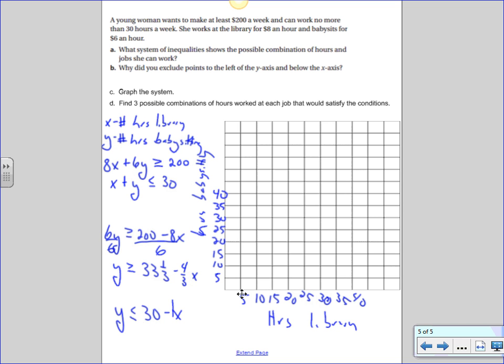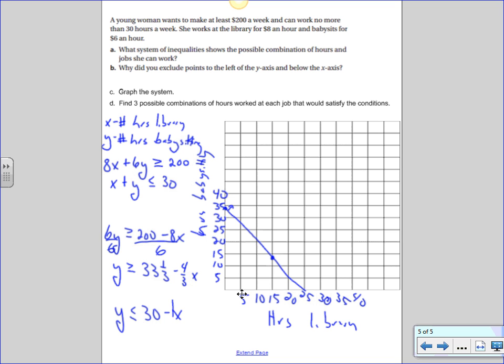Okay, my first one. I know that I'm going to be working 33 and a third, so that's pretty close to here. Okay, and then my slope is a negative 4/3, so I need to go down 4. So that's down 1, 2, 3, 4 over 3. 1, 2, 3. Okay, so I've got a line that looks like so, something like that. Okay, and then I want to shade above that line. So I'm just going to put a little arrow above.